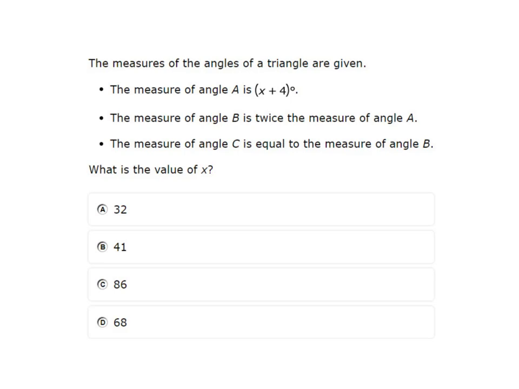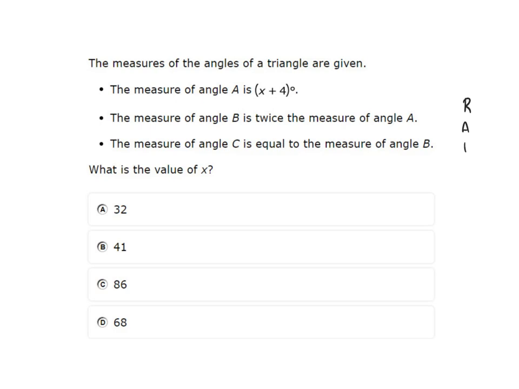The measures of the angles of a triangle are given. The measure of angle A is x plus 4. The measure of angle B is twice the measure of angle A. The measure of angle C is equal to the measure of angle B. What is the value of x?